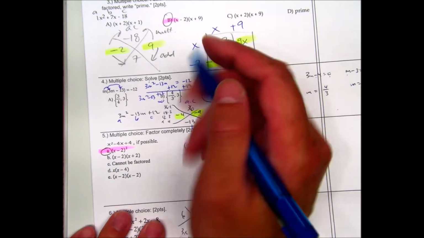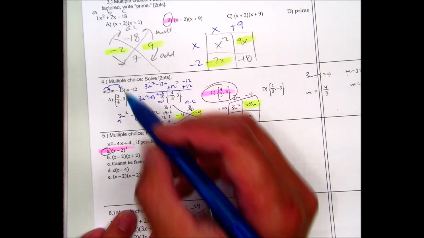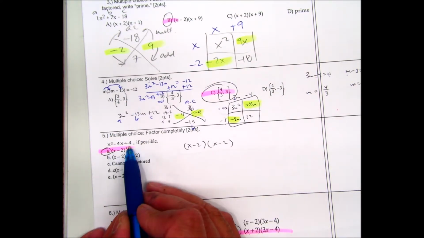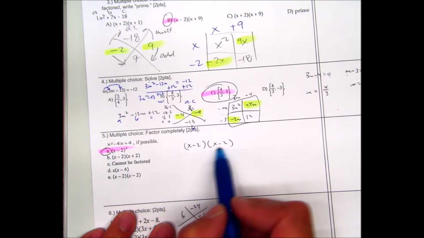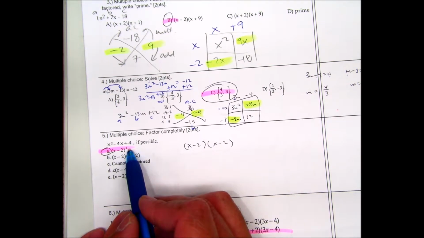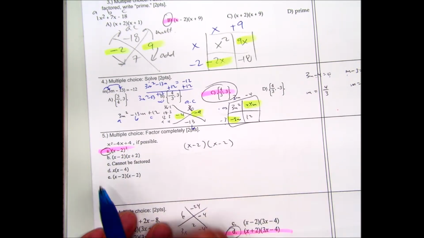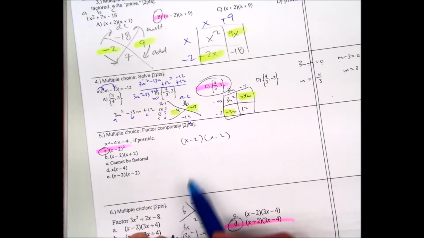Question number 5. If you factor this, what would you get? The answer is, although there's 2 of them, this is the most simplified answer, A. Although they are those 2 binomials, this is the best one.